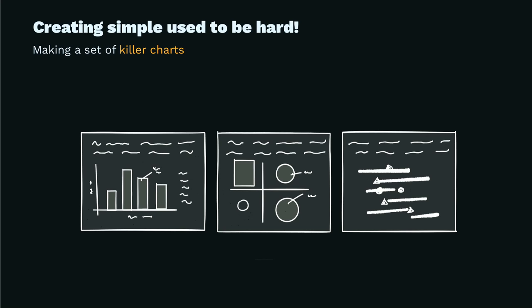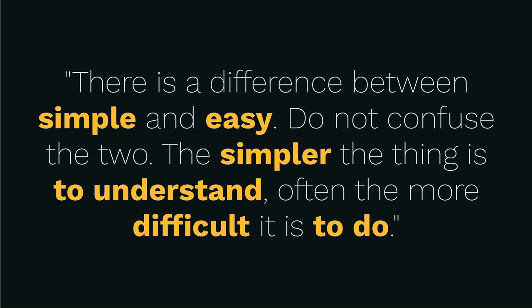And when I look back at how much time it used to take us to create something like the killer chart that I started the talk with, it used to be really hard. We had to investigate what we needed to show in the visualization, how to make one good slide, and how to link those three or four slides together to make a killer conversation. That seemed far away from what we have right now. So there's probably a difference between simple and easy, and it's easy to confuse the two. The simpler the thing is to understand, often the more difficult it is to do. A number of people who do visualization talk about the same challenge.